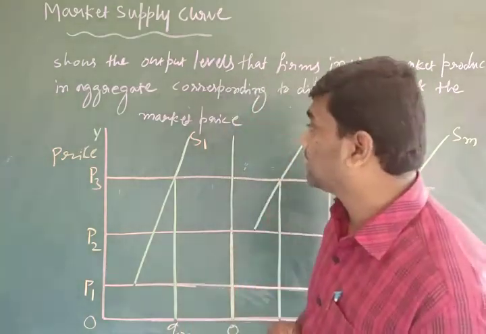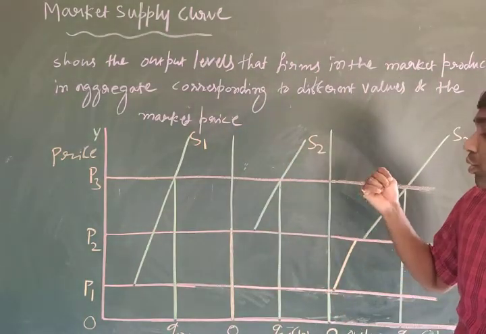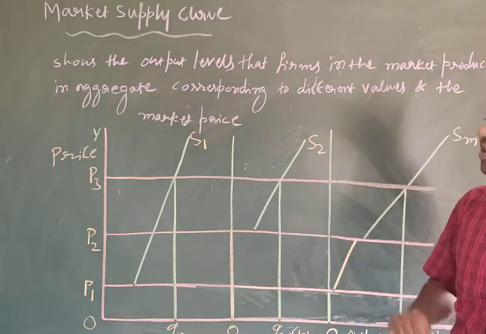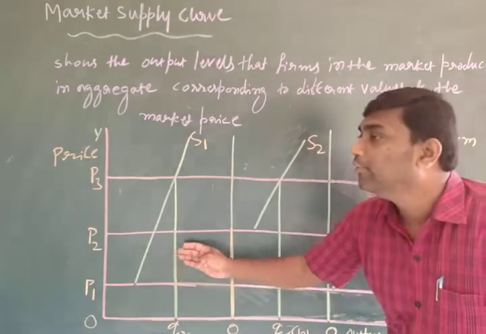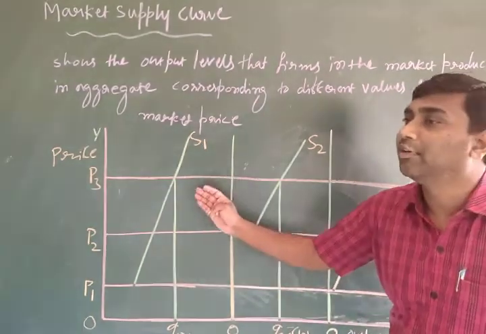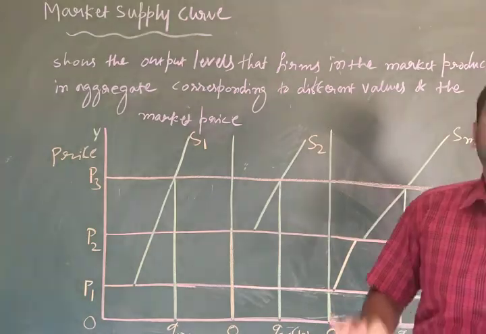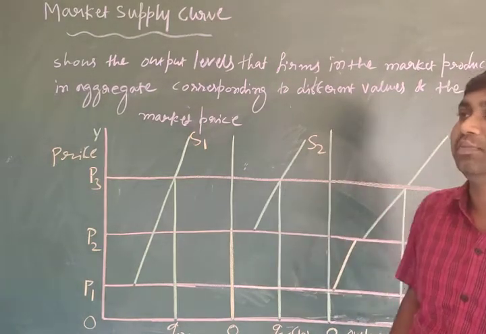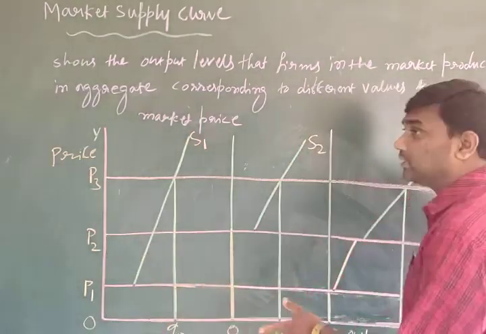Okay, so here we have to observe. There are two firms, just imagine, firm 1 and firm 2. These two firms have different cost structures. You have to understand this in the diagram. This is firm 1, this is firm 2.